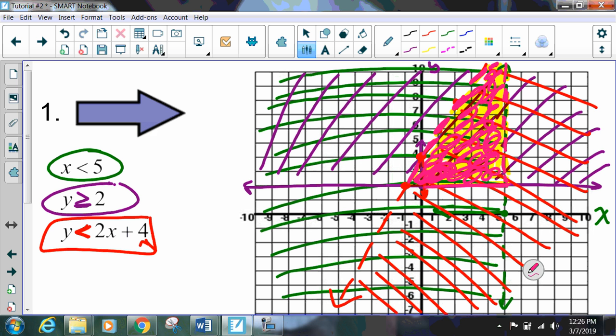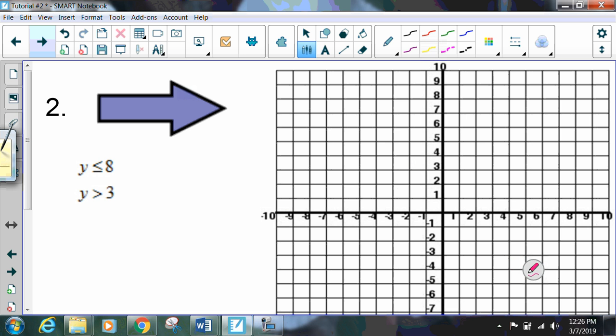Let's try it again. All right, we've got y is less than or equal to 8. That means go to the y-axis. There's your y-intercept. Because it's y is less than or equal to, the answer can be on the line. Y is less than 8 means that all the numbers are less than 8. That's down, so we're going to shade below the line.